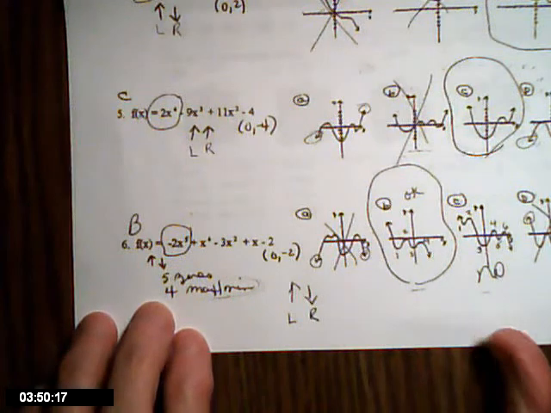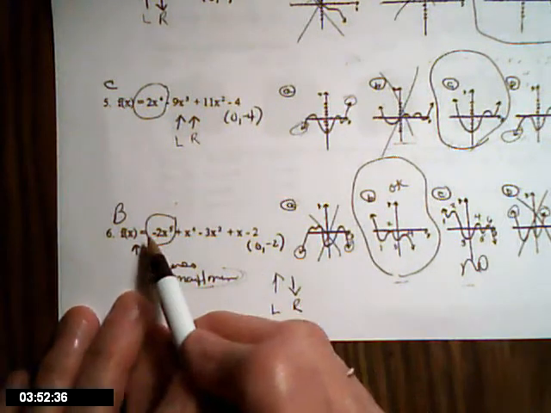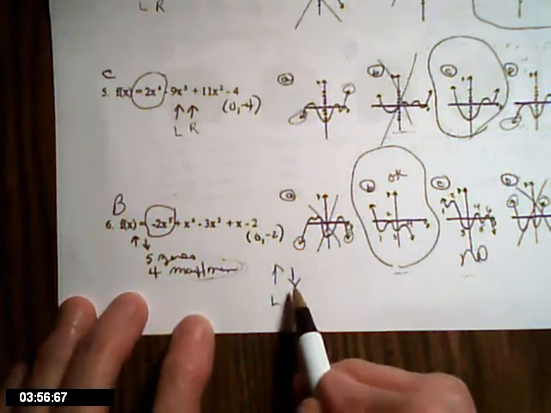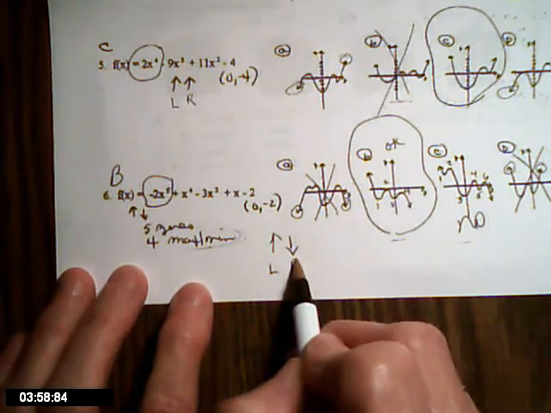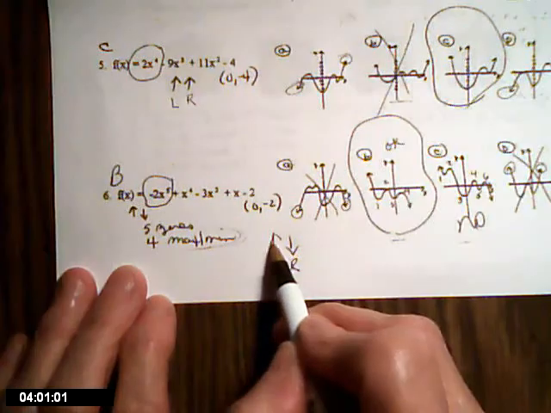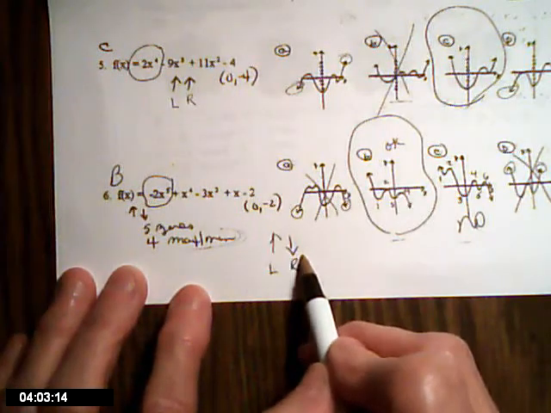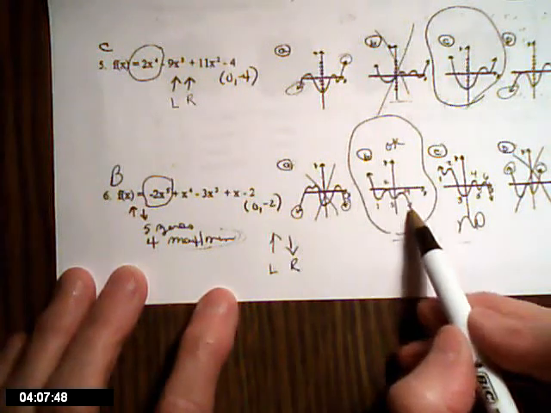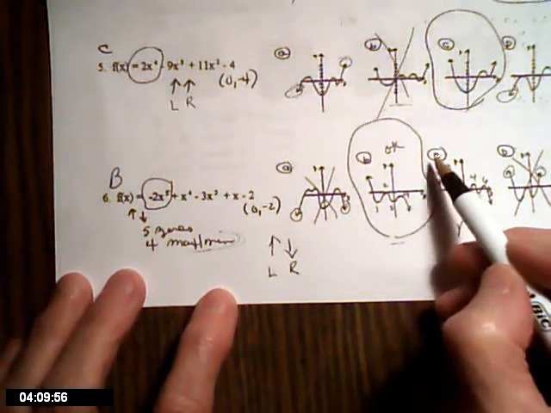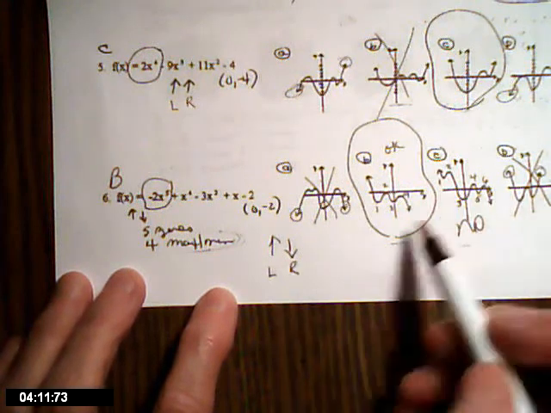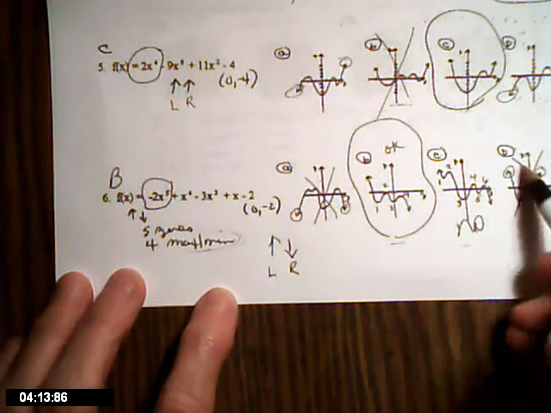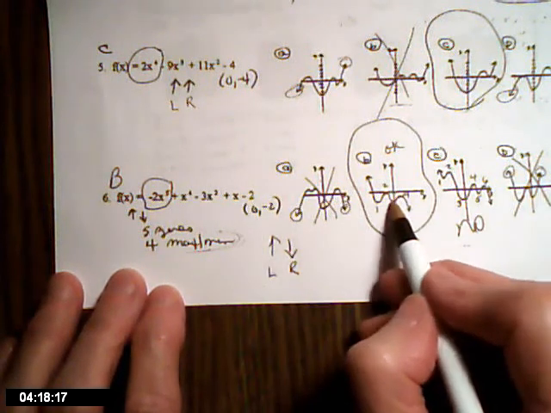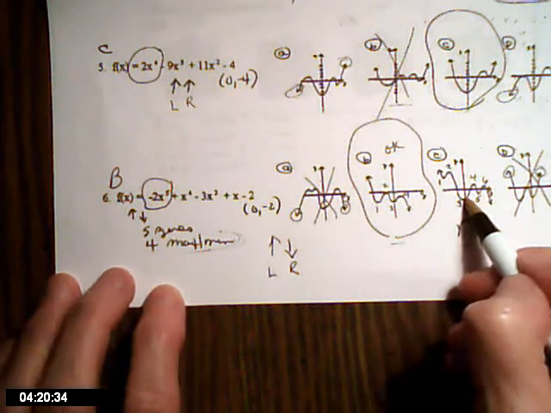Now, problem 6, go through all of our rules here. Negative 2x to the 5th. Negative says that the right side is down. The 5 says the left side will be different, so we go from up to down. Well, A is down and down, can't be that one. Up to down, that's B, possible. C is up to down, that's possible. D is up and up, can't be that one. So we're looking at B and C. The y-intercept is at negative 2. That could be B, that could be C.